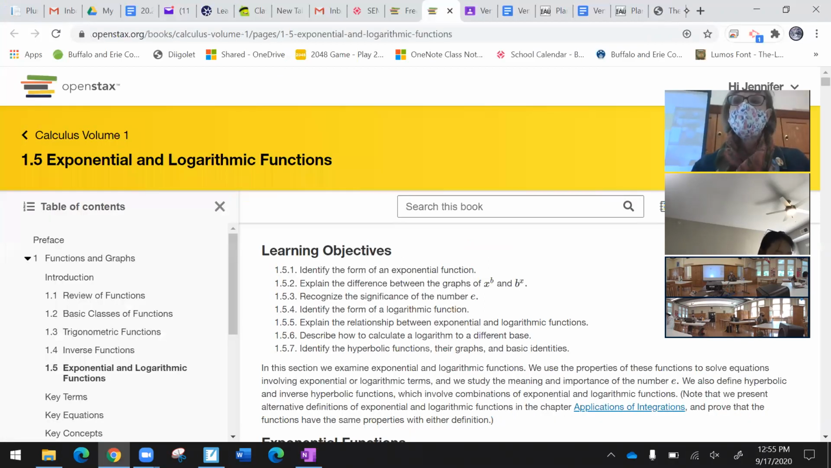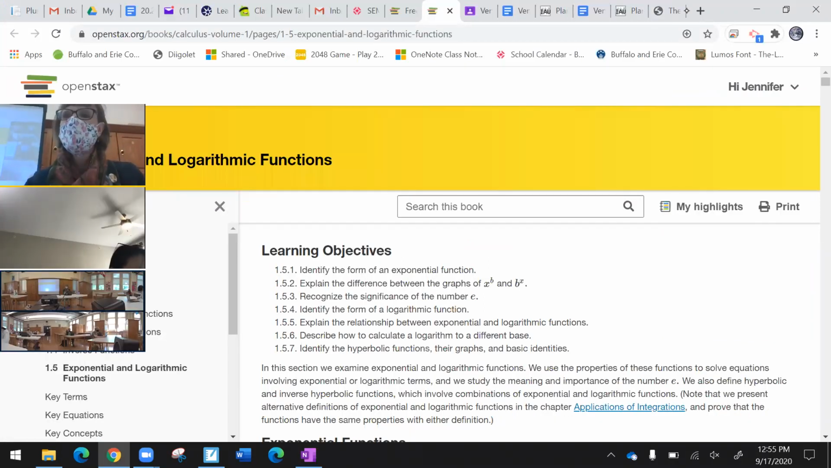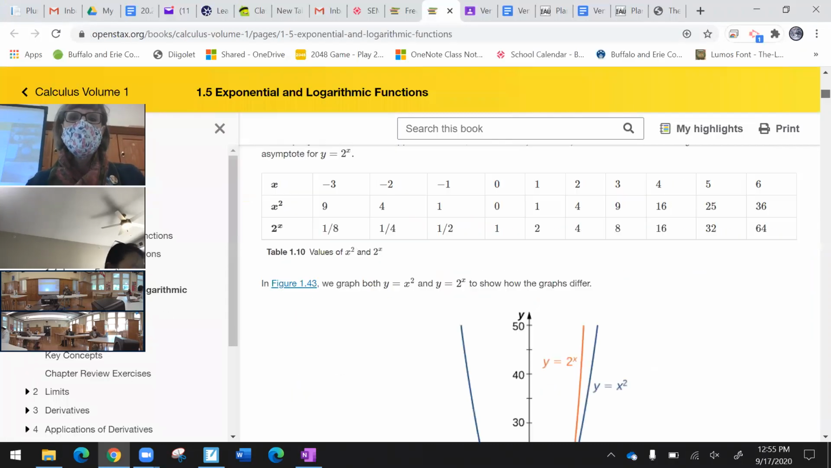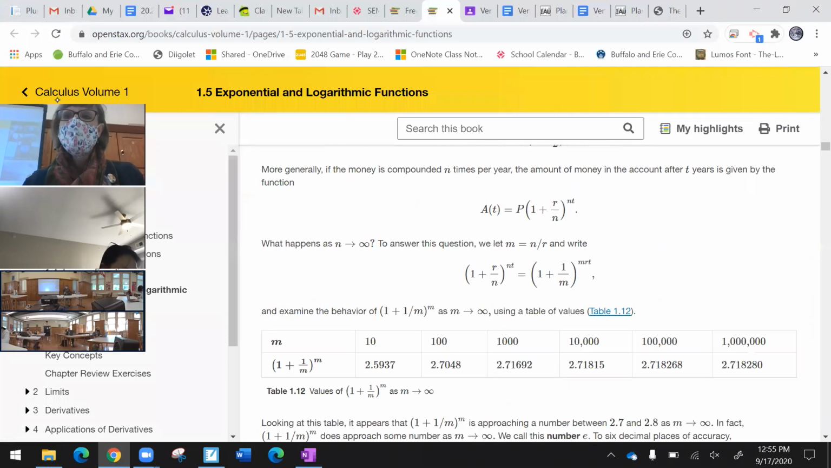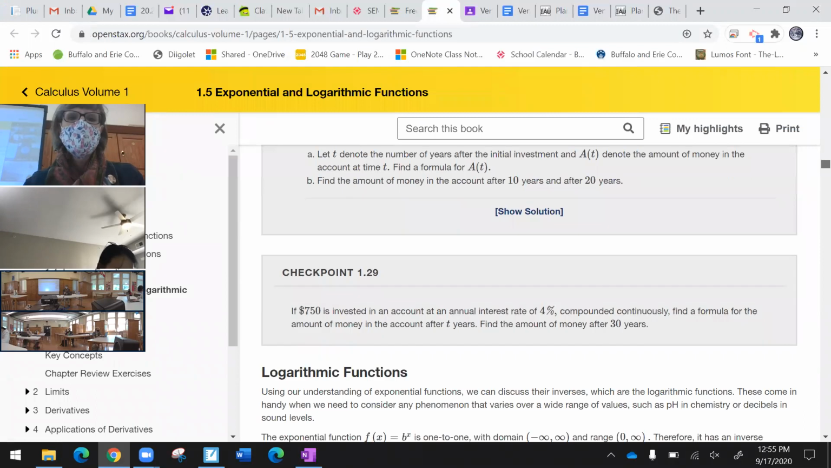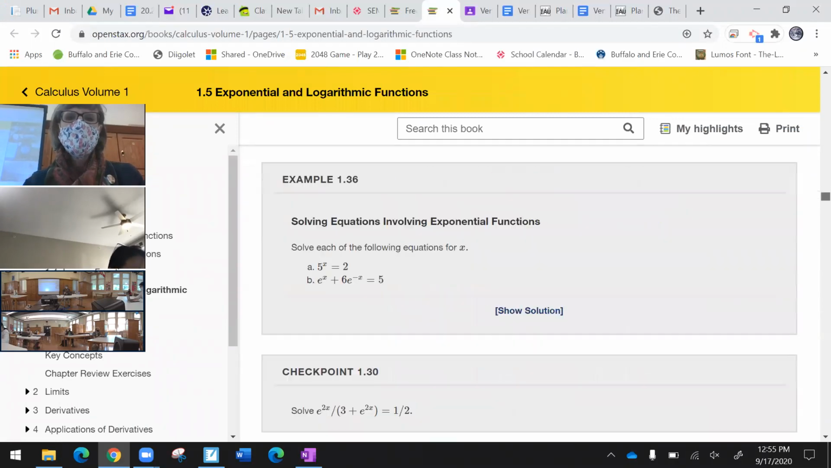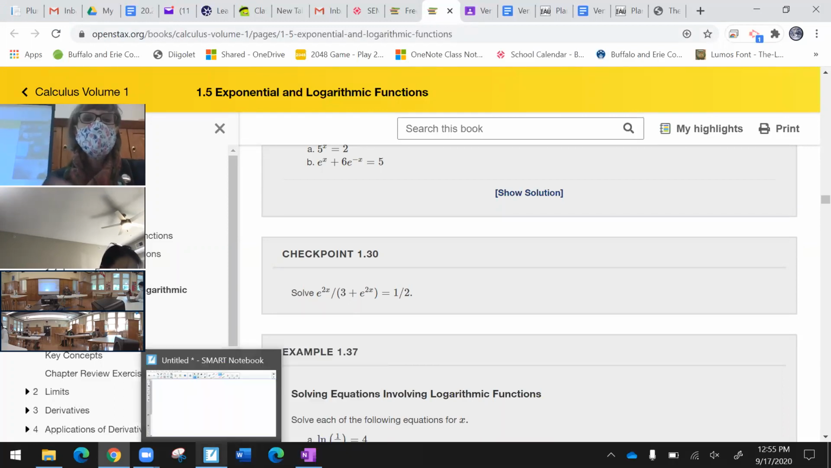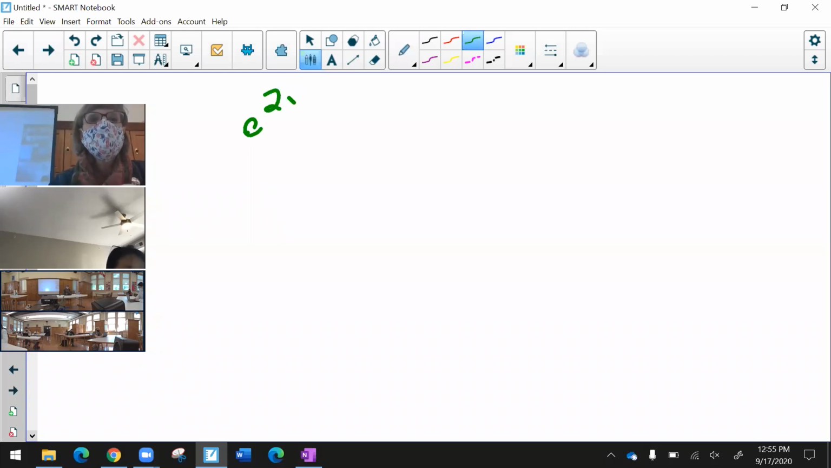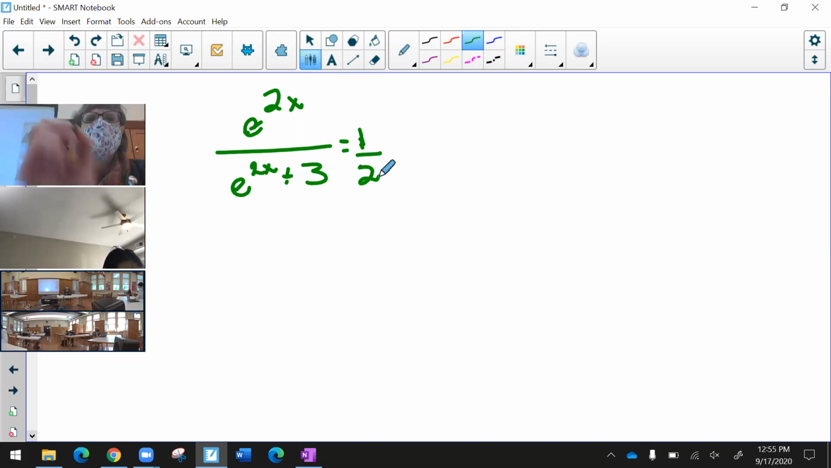All right, I actually managed to remember to open this one. So what am I looking at? 1.3. Okay. Nine. All right, so here we are, and actually Jackie and I were just talking about this one. So we need to solve this. Okay, so it is e to the 2x over e to the 2x plus 3 equals 1/2.